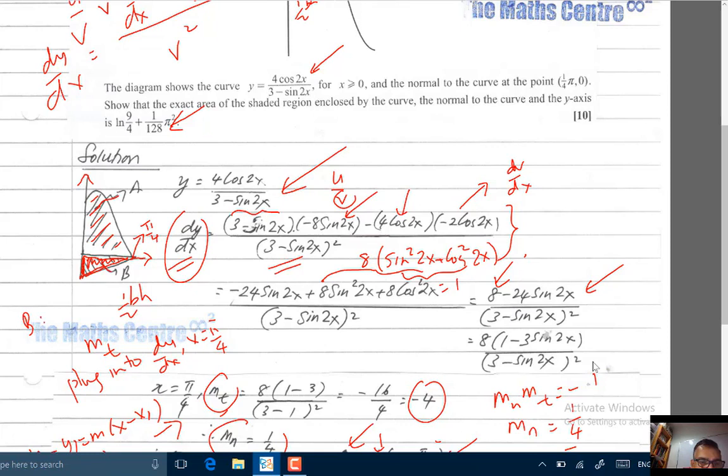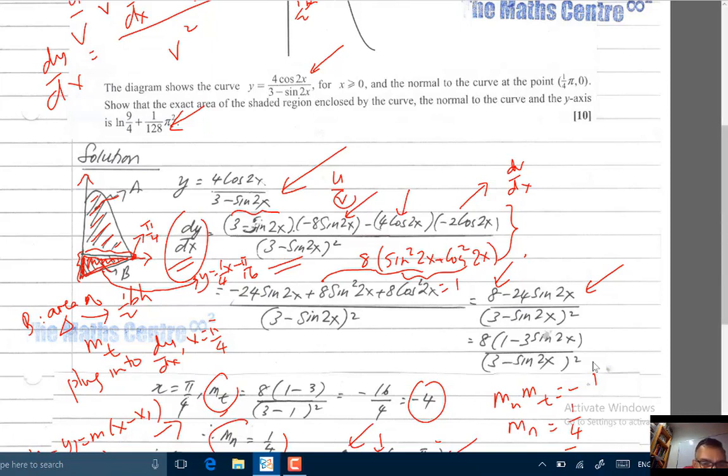For B here, we have the area of a triangle, and the area of a triangle we know is half base times height. So let's settle B first. This value here we know, it's given in the question. Okay, the x value here is given as pi over 4. All I need is this value here. But I know the equation of this line. Okay, we found the equation of this line as y equals 1 over 4x minus pi over 16. That was the normal. We found the equation of the normal as 1 over 4x minus pi over 16.